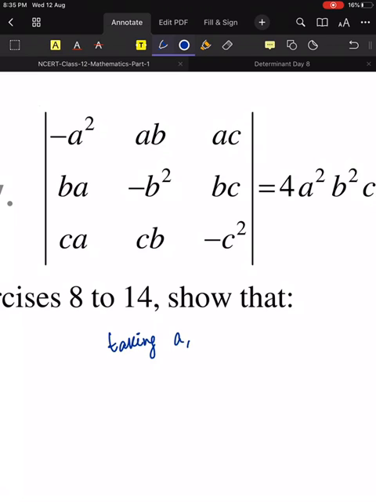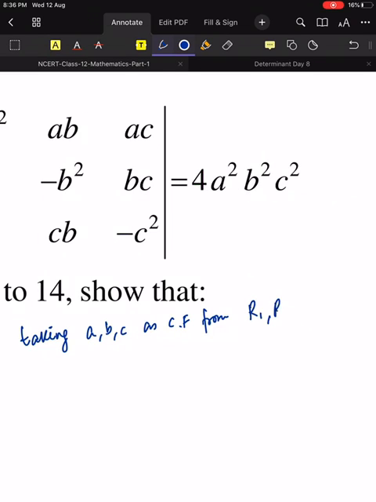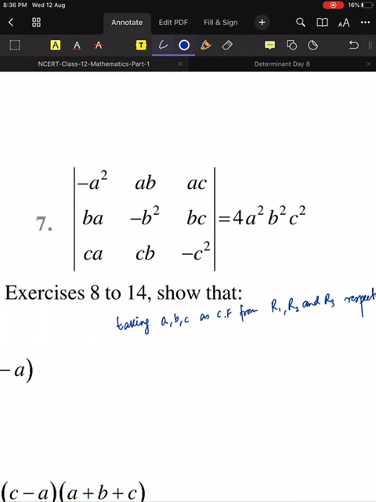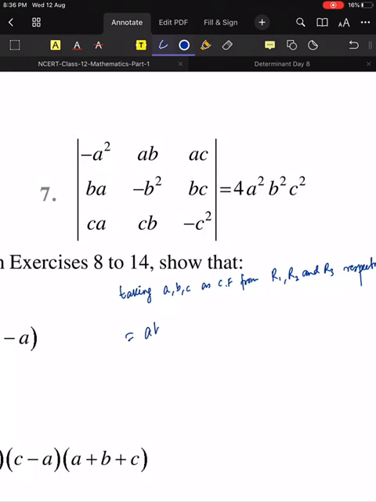So write down. Taking A, B, C as common factor from row 1, row 2 and row 3 respectively. Okay? So it becomes what? If I take out A, B, C, what do I get? This becomes minus A, B, C, then A minus B, C, then A, B minus C. Then what do you do?